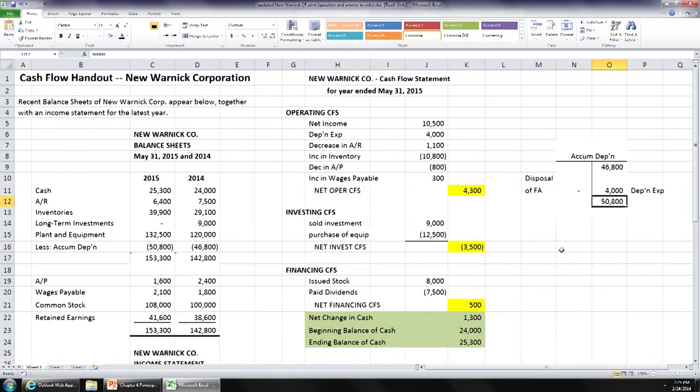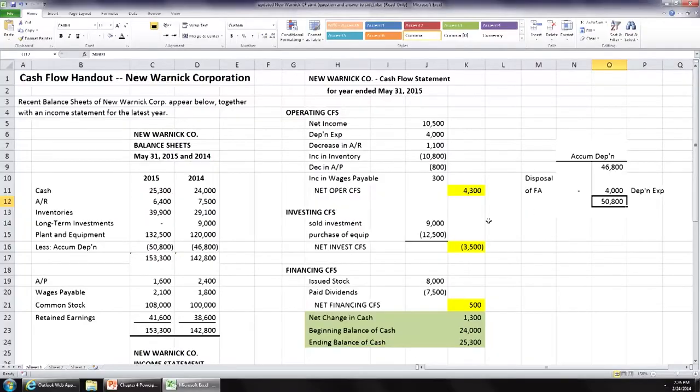But in short, always pull the depreciation expense off of the income statement, because there's more going on in the accumulated depreciation account sometimes than just depreciation. You with me? Not in this case there wasn't, but in instances where they sell equipment. Make sense? All right, but back to our original question.